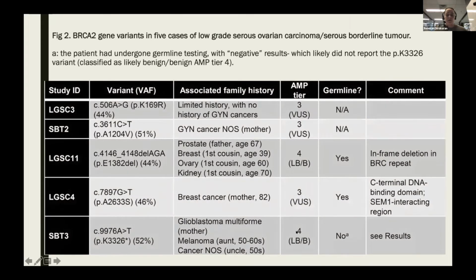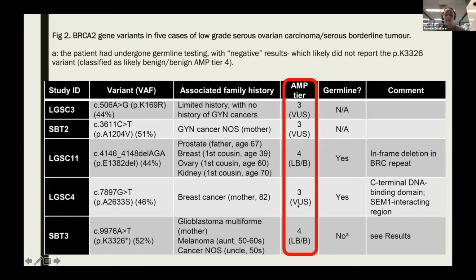This is just summarizing the data in the BRCA2 gene variants that were found. You can see over here, these are the different tumors. They've provided the location of the variant and the variant type, and in brackets, the variant allele frequency, which I'll come back to in a second. They also went to the effort of getting the family history to try and correlate whether these could be germline mutations. They also reported on the AMP tier, which is standard in molecular reporting.